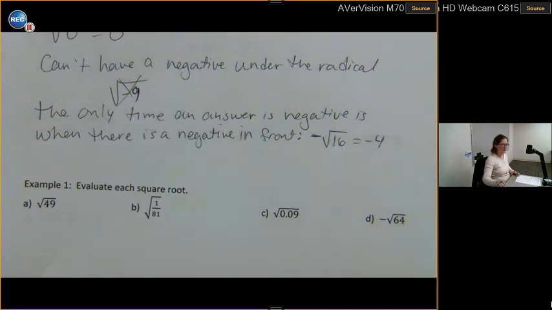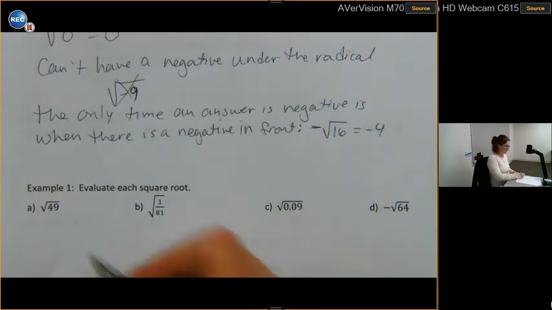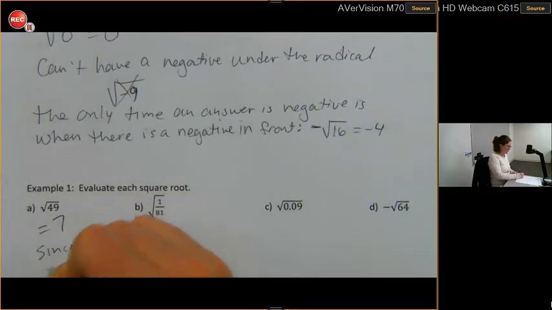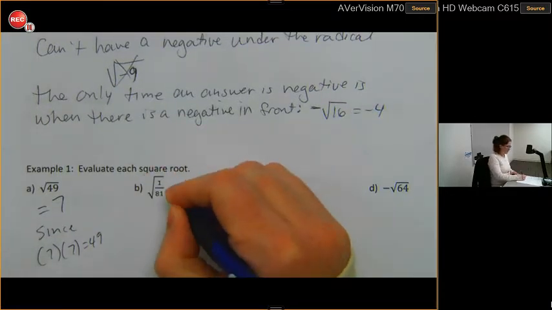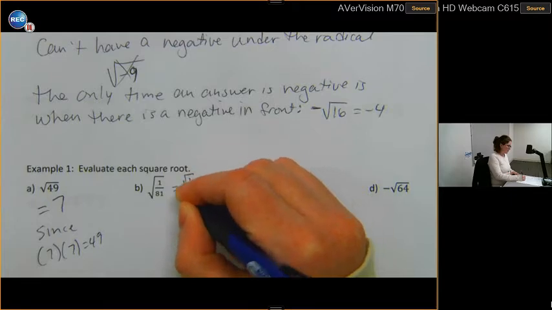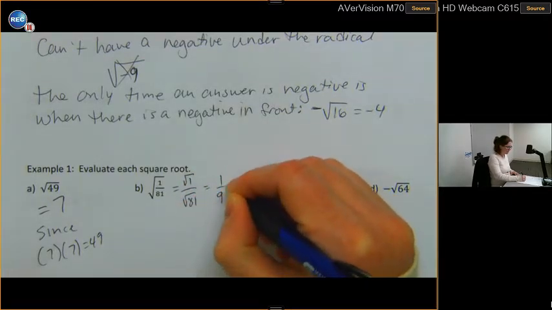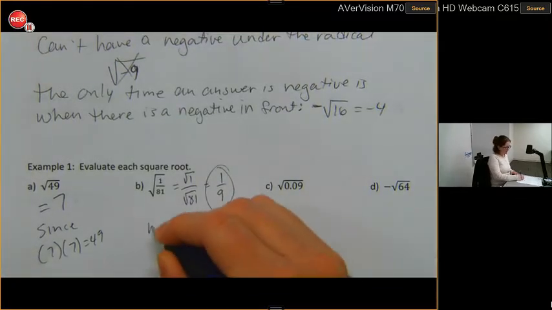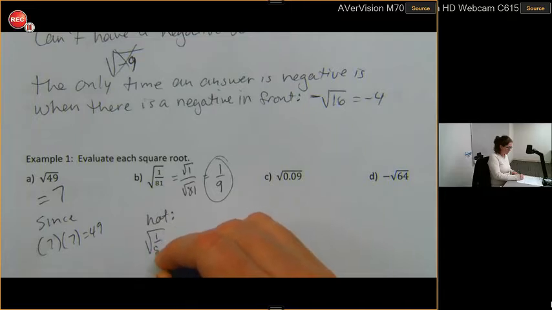To evaluate square roots, we just look for the number that, when multiplied by itself, equals the given value. So the square root of 49 equals 7, since 7 times 7 equals 49. For the square root of 1 over 81, I can look at the numerator and denominator separately, so we get 1 over 9. Now, a common mistake here is to want to keep going.